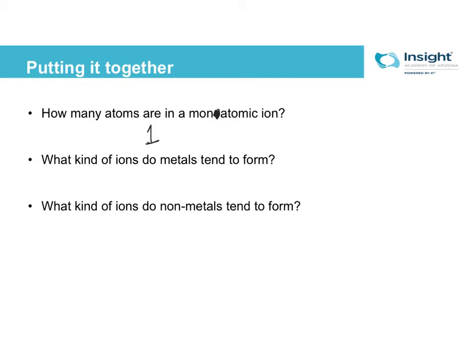So what kind of ions do metals tend to form? If you need to rewind, look at that last slide again. But if you remember, metals are the things on the left side of the periodic table, nonmetals are the things on the right side of the periodic table. Everything on the left was forming positive cations. So what kind of ions do nonmetals tend to form? Again, if you need to, look back. But those form anions.